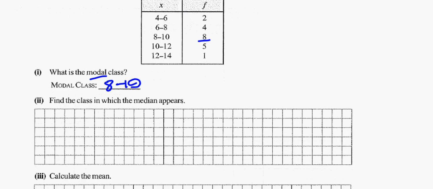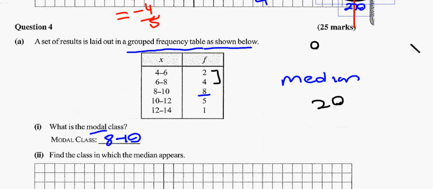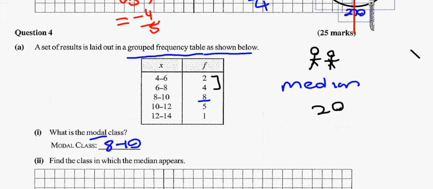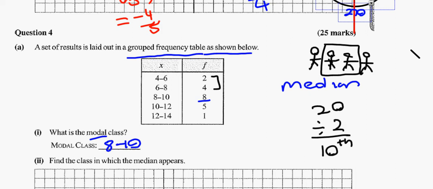Well, you've got to remember what the median is. It means the middle person. So you have 20 people when you add all these together. 20 is an even number. If you imagine you had 4 people, the middle 2 people are the middle, so you get the average of the middle 2. Now, in this question, the middle of 20: you divide by 2, you get 10. So the 10th and the 11th person are the middle results.